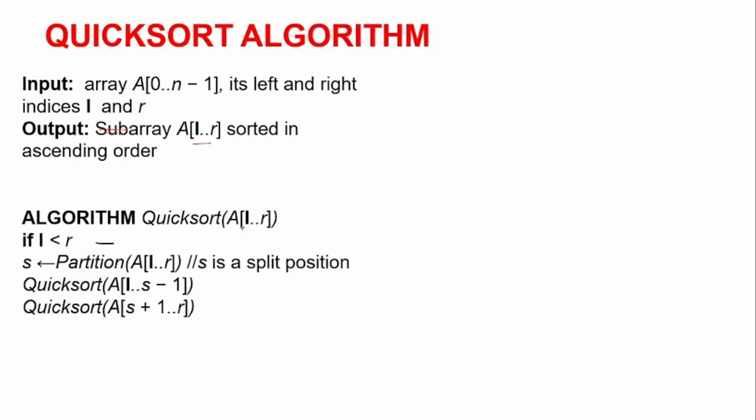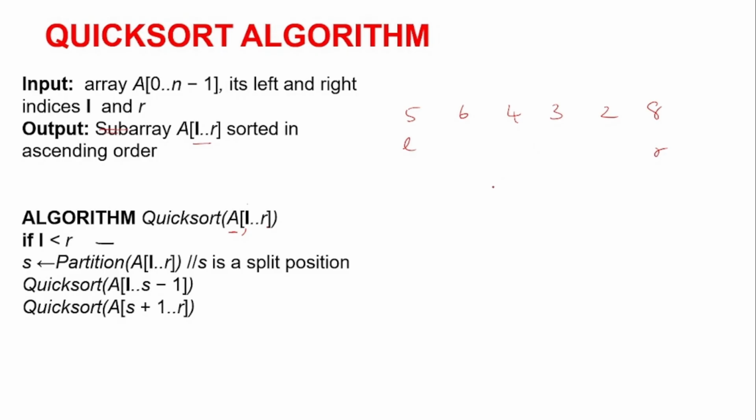A is the array, with lower limit, sorry, this is left and this is right. So when L is less than R, for example, here you have some elements like 4, 3, 2, 8, where this is L and this is R. As long as L is less than R, then partition: split the array into two parts.